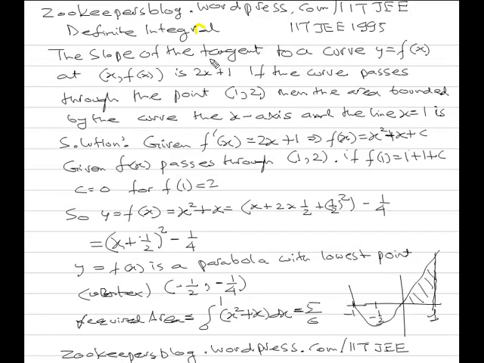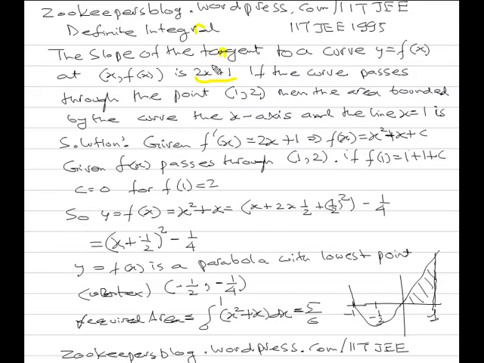The slope of the tangent to a curve y equal to f(x) at (x, f(x)). So at any x the y will be f(x), and they are giving you the generic slope as 2x plus 1, which obviously means that f dash x is 2x plus 1. It's a nice way of writing. Mathematicians are very good in this kind of English, and they check people's IQ by this kind of English.